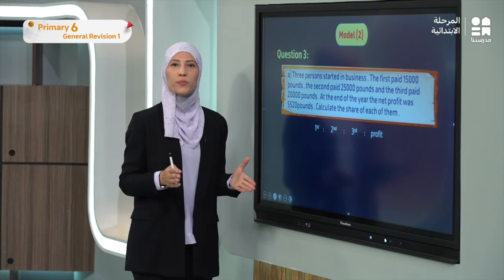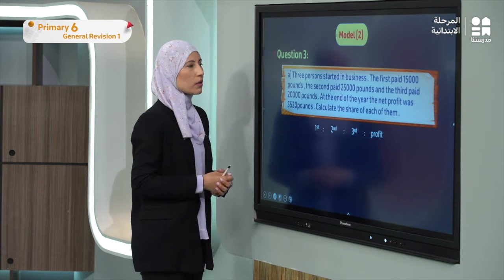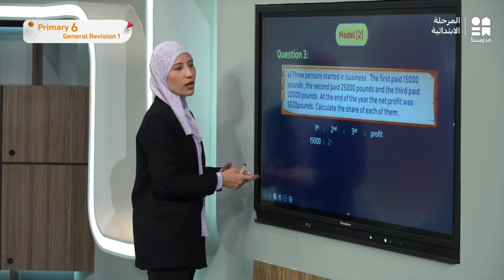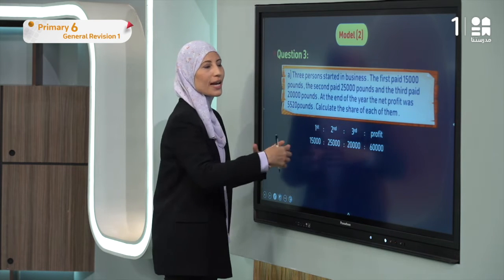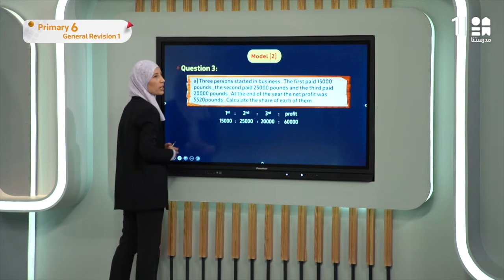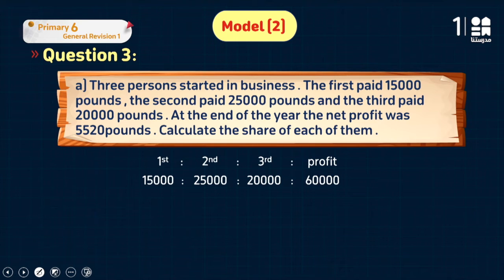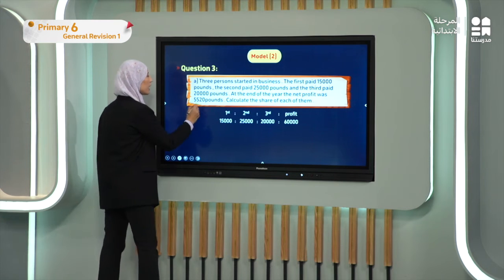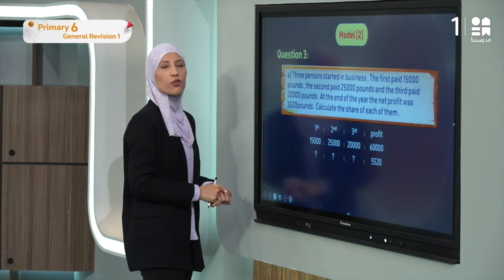First I will write my terms: first term, second term, and third term, and the profit of course. Then I am going to put the share they already paid, the first, the second, the third, and add the 3 persons, what they already paid altogether. I will make 15,000 plus 25,000 plus 20,000, so my total number will be 60,000. What was my profit? 5,520. So I will put it under the profit.